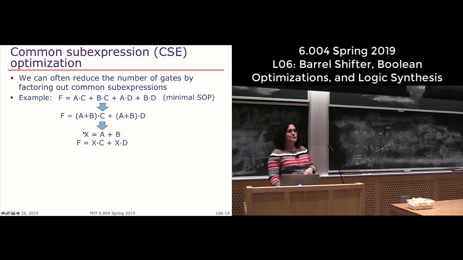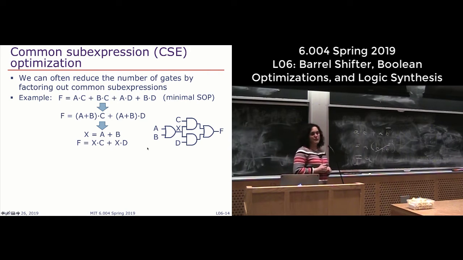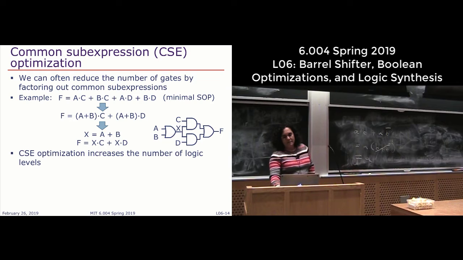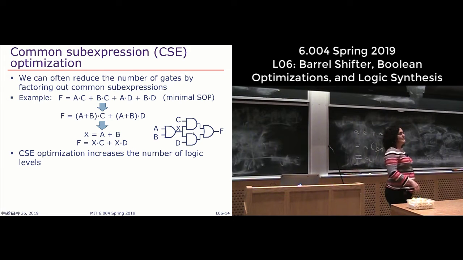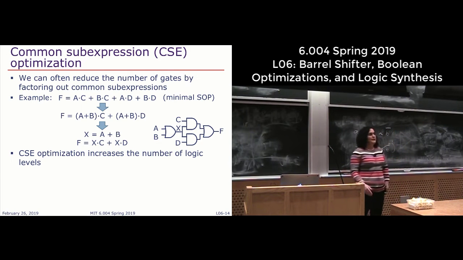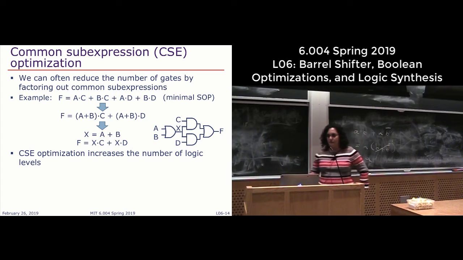So I can have an intermediate value x, which is A or B, and then my function now can be expressed in terms of x as xc or xd. All right? And so what does this circuit look like? It looks like this. So once again, I've produced more than 2 levels of logic. So certainly we have to keep in mind that common subexpression elimination might increase the number of levels of logic.